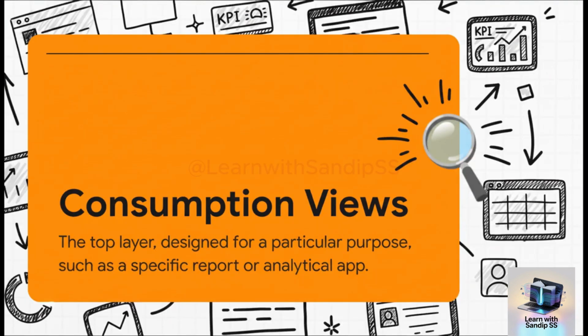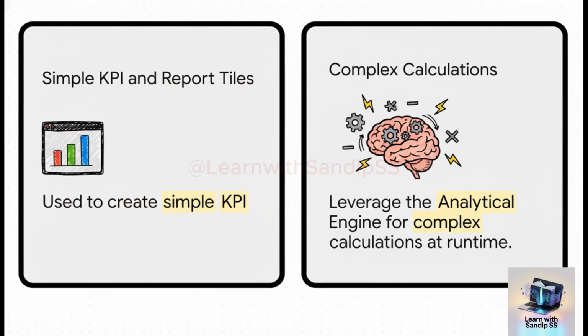And that top layer is made up of consumption views. The name really says it all, right? These are built to be consumed. So whether it's a simple KPI tile on your dashboard or a super detailed analytical report, there's a consumption view that's been prepared with that specific purpose in mind. Now you've got a couple of flavors of these. Consumption CDS views are fantastic for creating simpler reports and those KPI tiles we mentioned. But when you need to do some real heavy lifting, some complex real-time calculations, you'll use what are called analytical queries. These things tap into the powerful analytical engine running in the background.